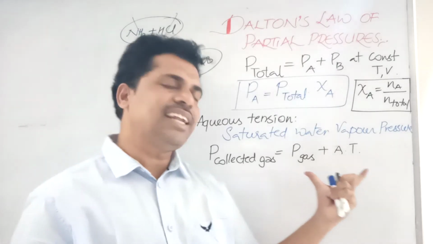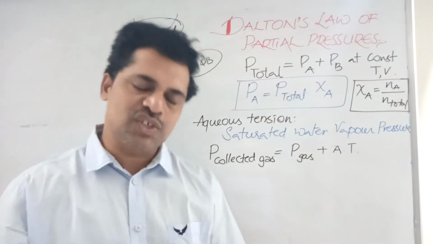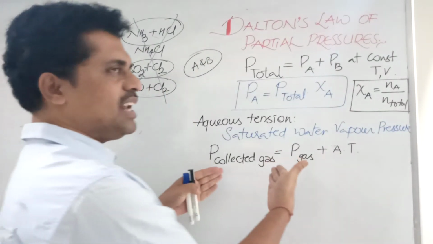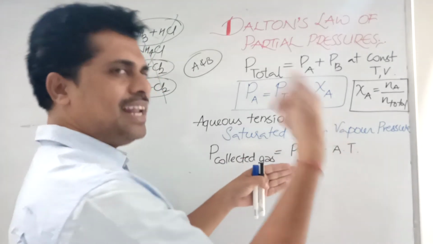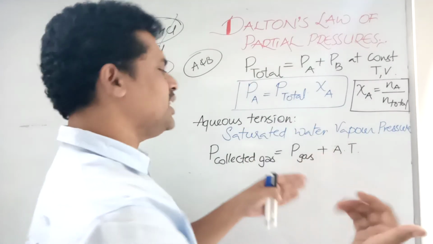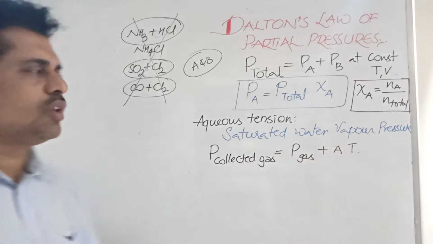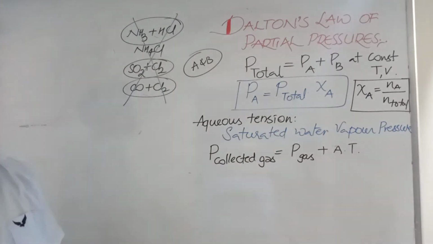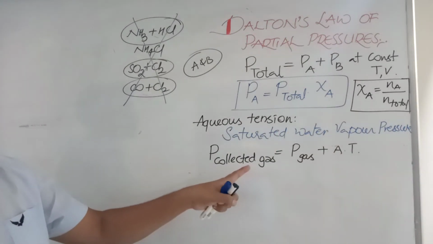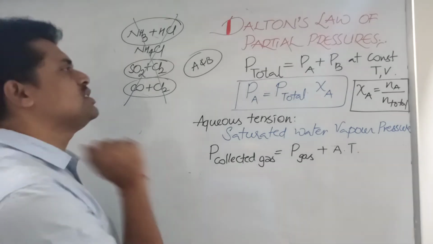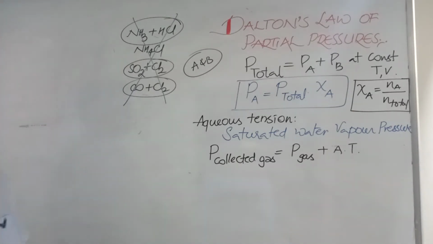When you are collecting over water, you are actually adding water vapor. So the pressure of collected gas equals your wanted gas plus aqueous tension. This type of concept is important in your numericals. Second thing is what type of numericals they can ask. One or two numericals we'll discuss here.